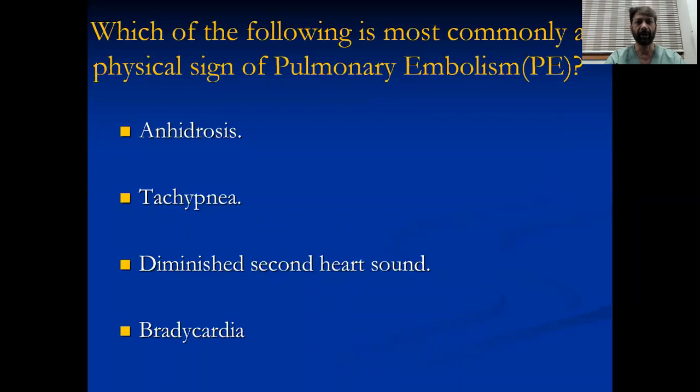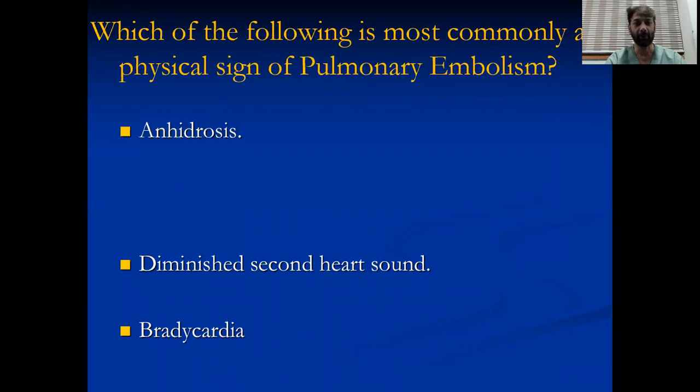Which of the following is most commonly a physical sign for pulmonary embolism? So these are the various options: anhidrosis, tachypnea, diminished second heart sound, and bradycardia. These are the common signs, but which is the commonest along with pulmonary embolism? These are very simple questions, but there is a point behind this question to tell you about how to approach.